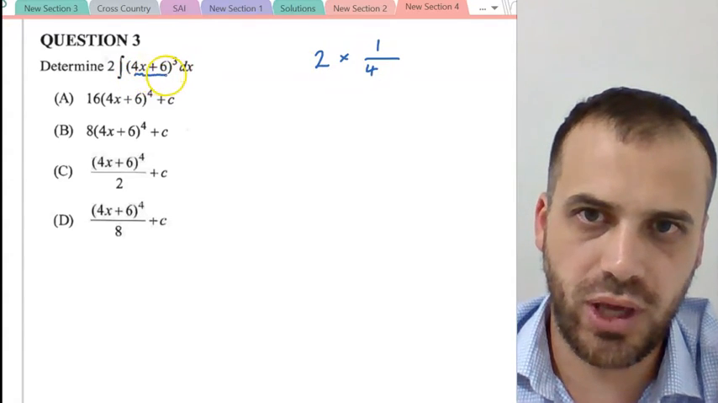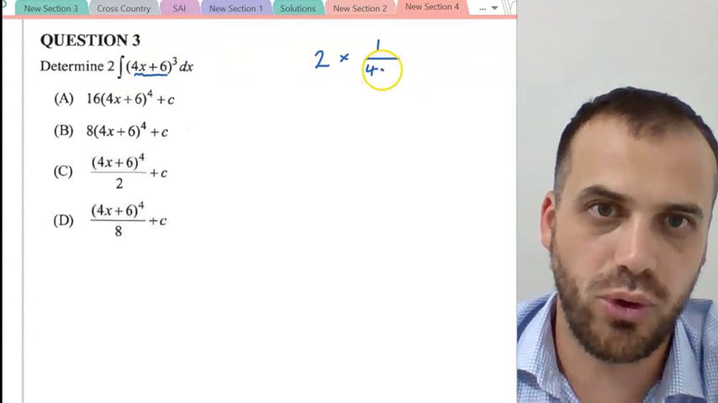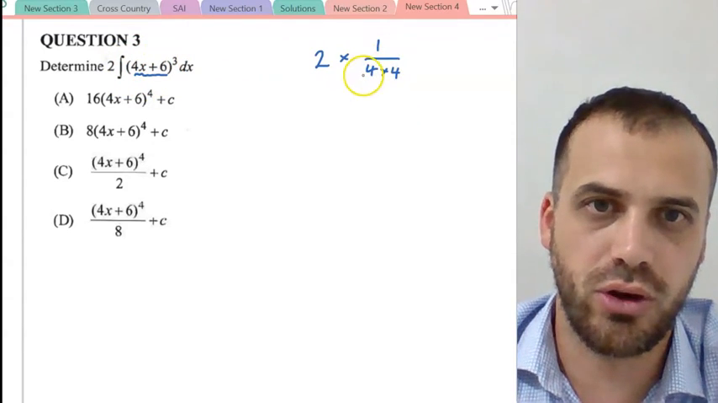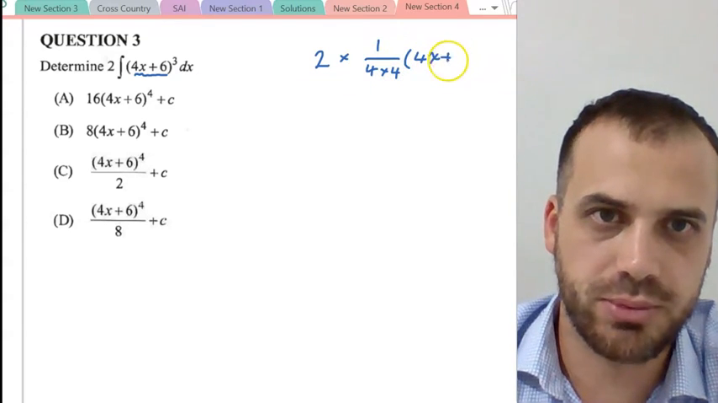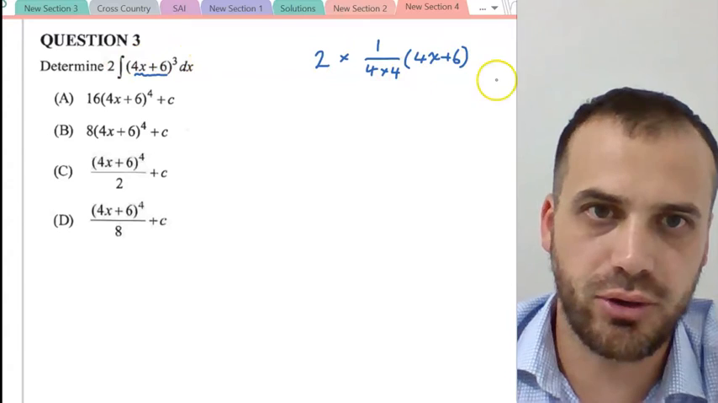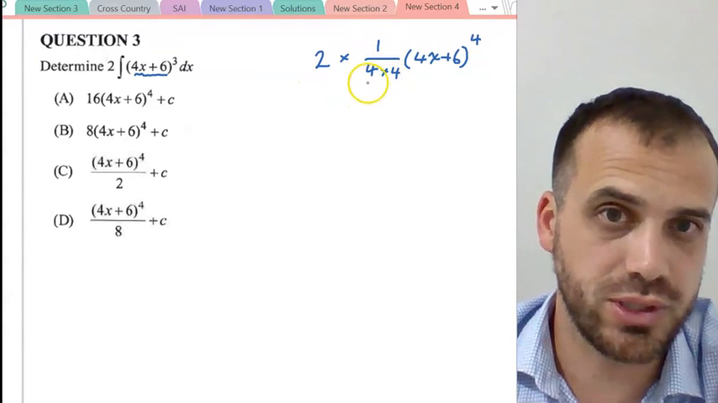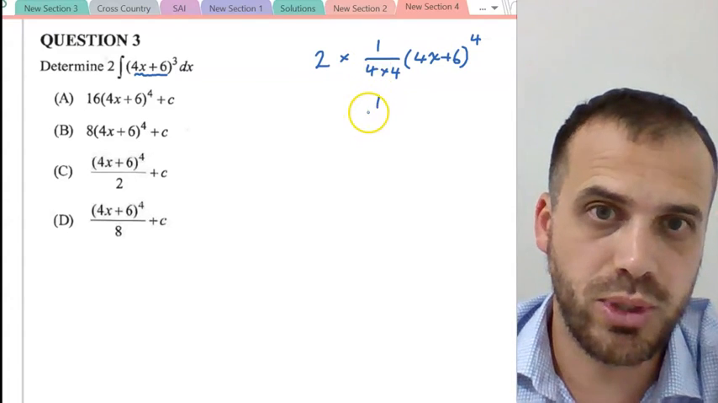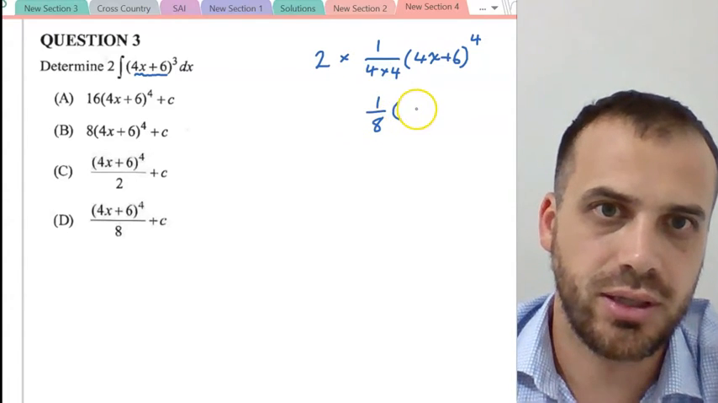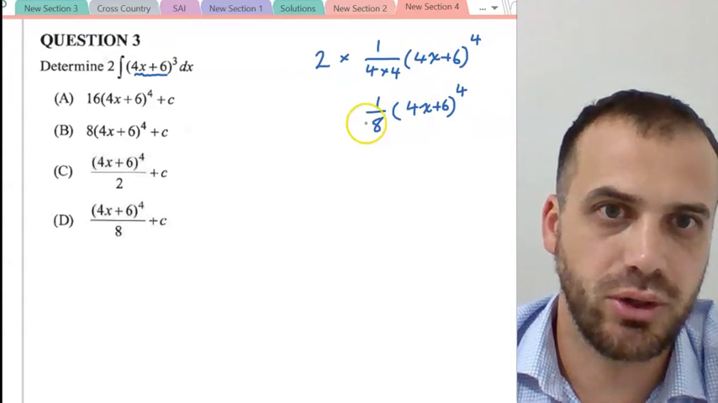Bring the derivative out of the thing in the bracket. So that's 4. So I have 1 over 4 times 4. And then I'm left with 4x plus 6 and increase the power by that. Now that 2 times 1 over 4 times 4, so 1 over 4 times 4 is 16. 2 times that is 2 over 16, which is 1 over 8. And I get 4x plus 6 to the power of 4.